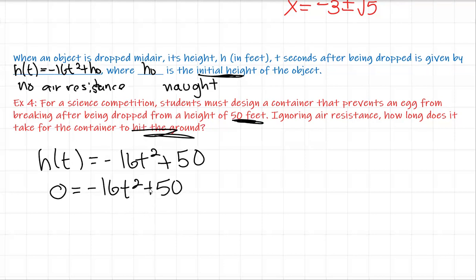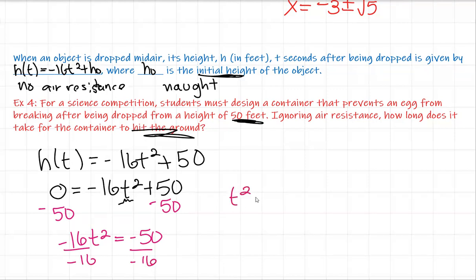Hey, we've solved this stuff already. Let's go ahead and do that. Get the squared thing by itself. We're going to subtract over our 50, and switch it as well in one step. -16t^2 is equal to -50. Divide over negative 16. When we do that, we get t^2 is equal to positive, exactly, 3.125. Then let's square root both sides.